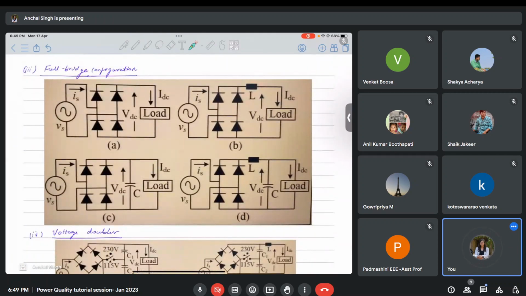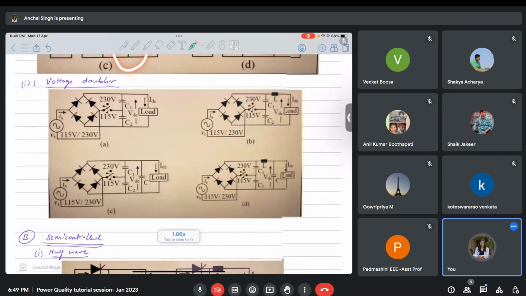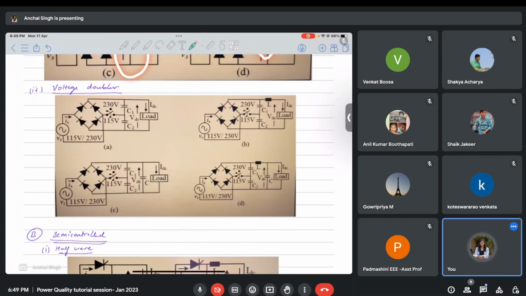Then this is full bridge. This is an H bridge or full bridge. They both are the same thing. This bridge type of configuration is called the full bridge configuration. This full bridge configuration can be without any filter, with L type of filter, C type of filter, or LC type of filter, right? Then this is the voltage doubler configuration. This circuit is used for doubling the voltage. If at input you have 115 volts, then you could get 230 volts at the output using this converter. Again this voltage doubler circuit is without any filter, with L type of filter, with C type of filter, and with LC type of filter.